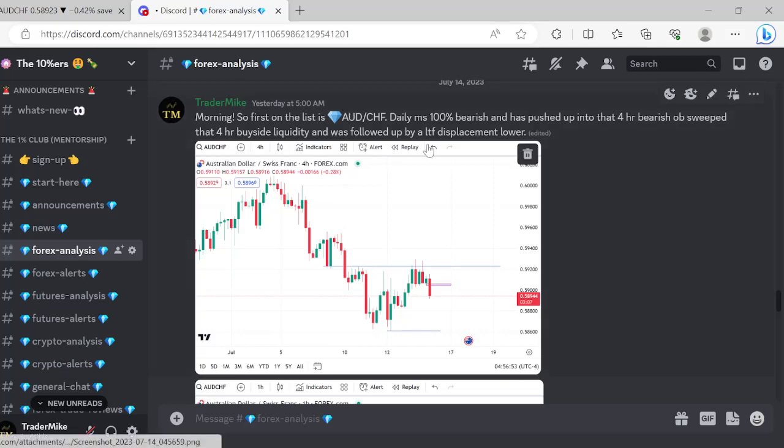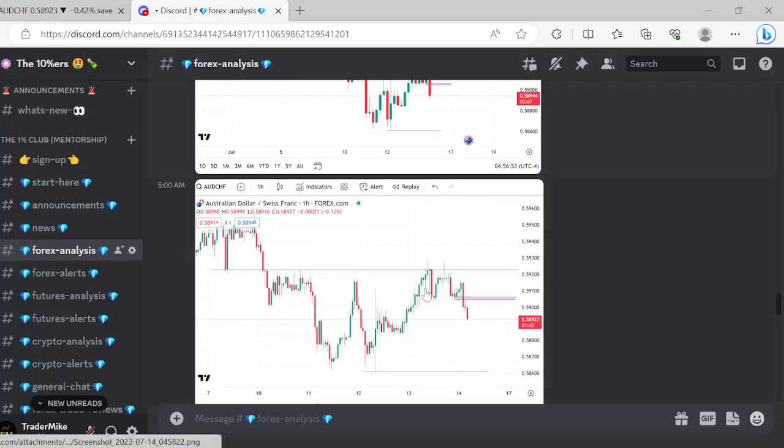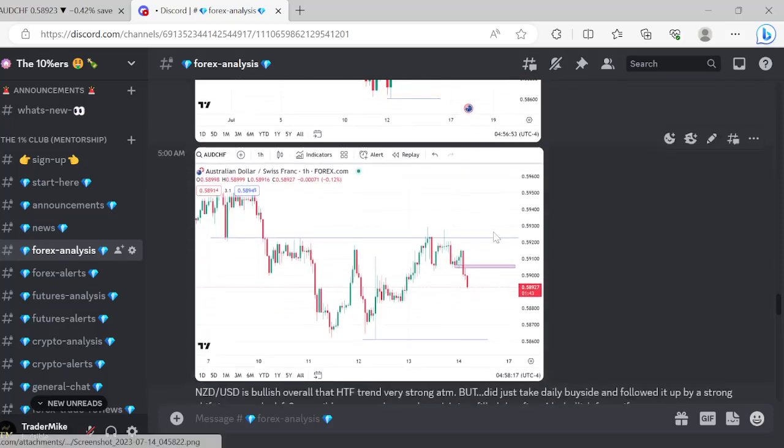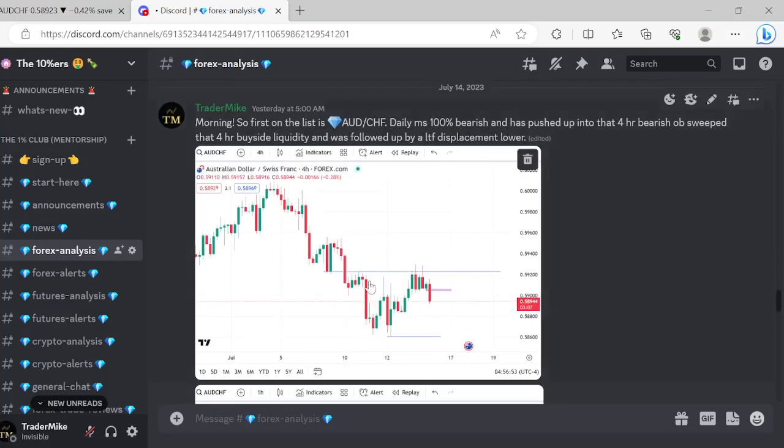Daily market structure 100% bearish and has pushed up into that 4-hour bearish order block, swept that 4-hour buy side liquidity, and was followed up by a lower time frame shift lower. So there's that shift, and we're going to go to the chart now just so you can see that. There was our order block. There was our liquidity grab, these highs right here, and now it's moving lower.